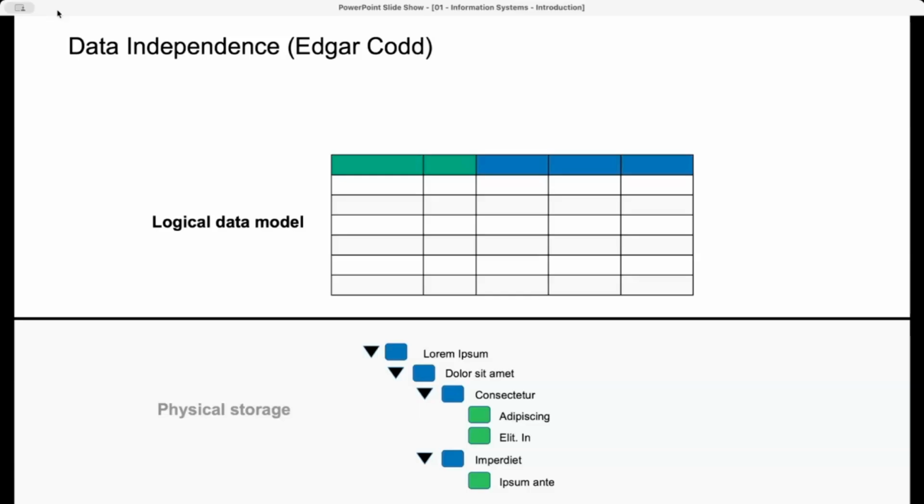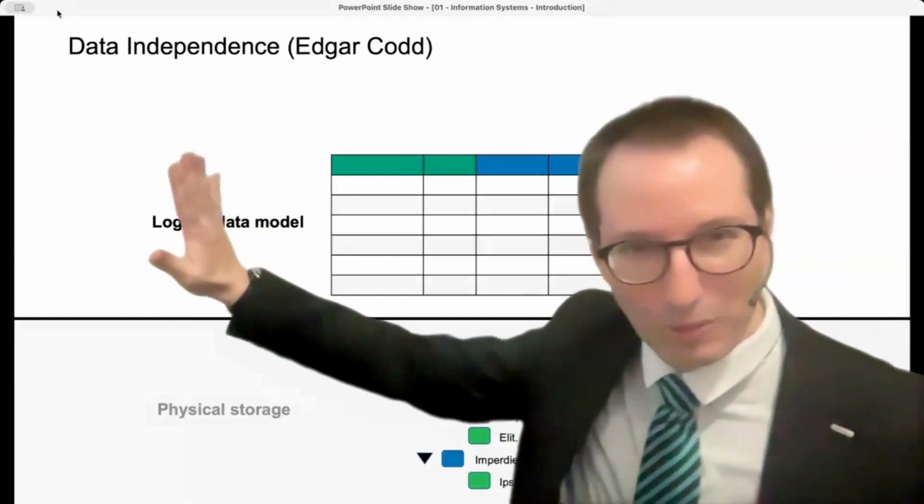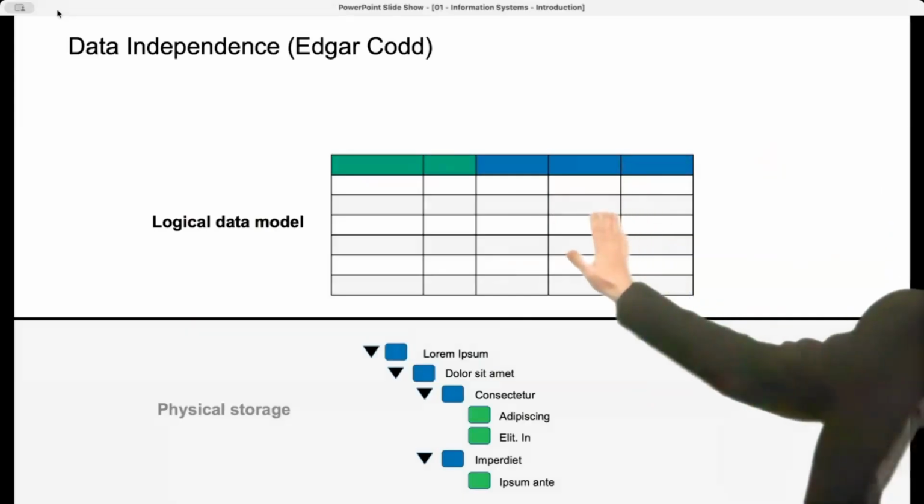The idea is that we have two levels, a logical level and a physical level. The user, you, in the end, should only ever have to deal with tables, the logical data model. You look at tables, you see tables, you query tables, you get the results of tables, you interact with tables, you dream at night about tables. This is the logical data model.